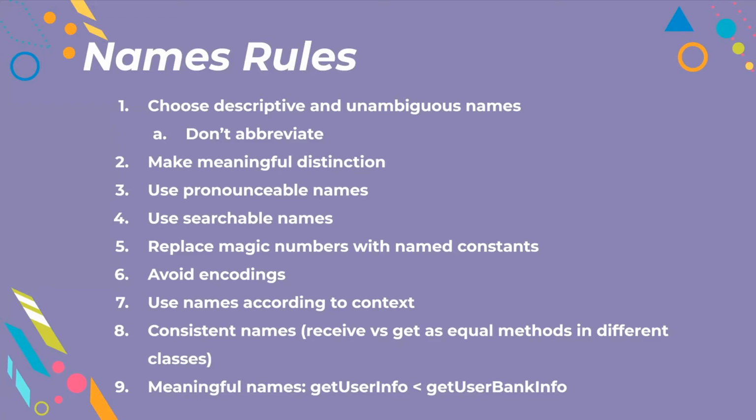And then finally, having meaningful names. In this example, get user bank info or just get user info. Again, there isn't a character limit or anything like that. This isn't a tweet, so we can be as descriptive as we want when it comes to naming functions and variables, and that'll make it much easier to understand what they do.